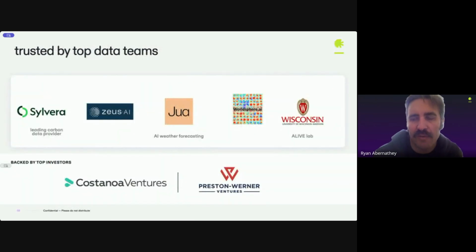So we're proud to have a bunch of great users today on this platform in the carbon data space, in the AI weather forecasting space, and also an academic lab from the University of Wisconsin. And if this seems interesting to you, we'd love to talk to you and see how we can help you with your data management challenges.